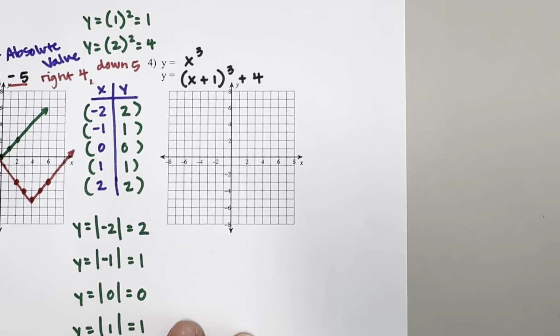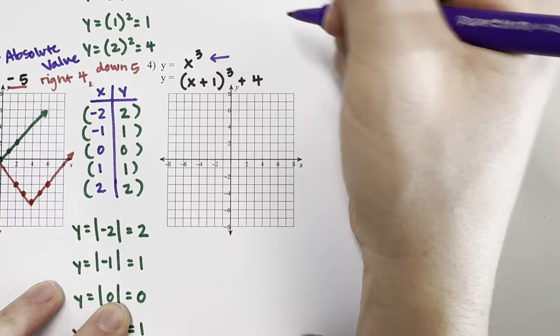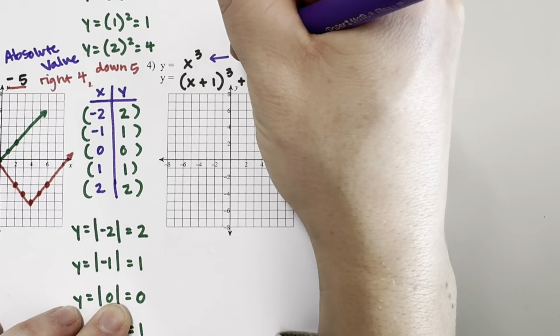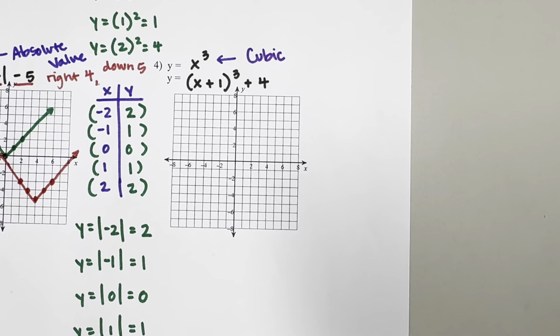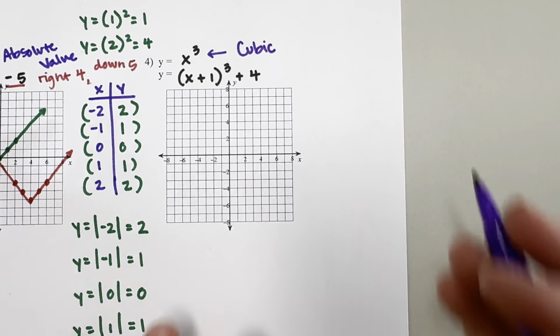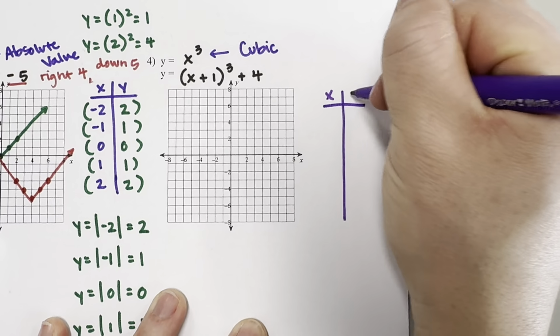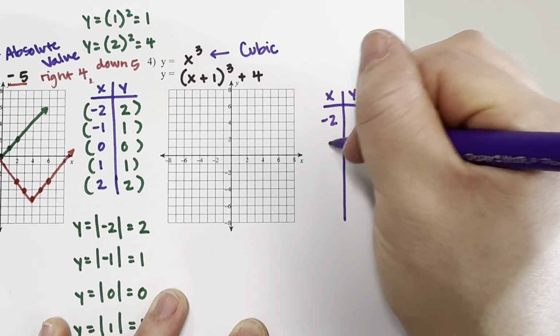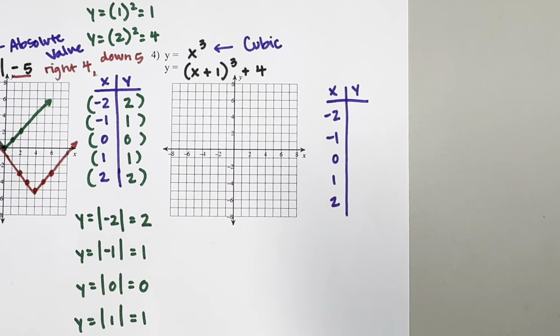I'm given my original parent function right here, x cubed. That helps us with the name of this function. This is a cubic function. Let's go ahead and figure out our parent function coordinate points. X, Y, I'm going to choose the same 5 that I've been using: negative 2, negative 1, 0, 1 and 2. Beautiful. Let's plug them in.